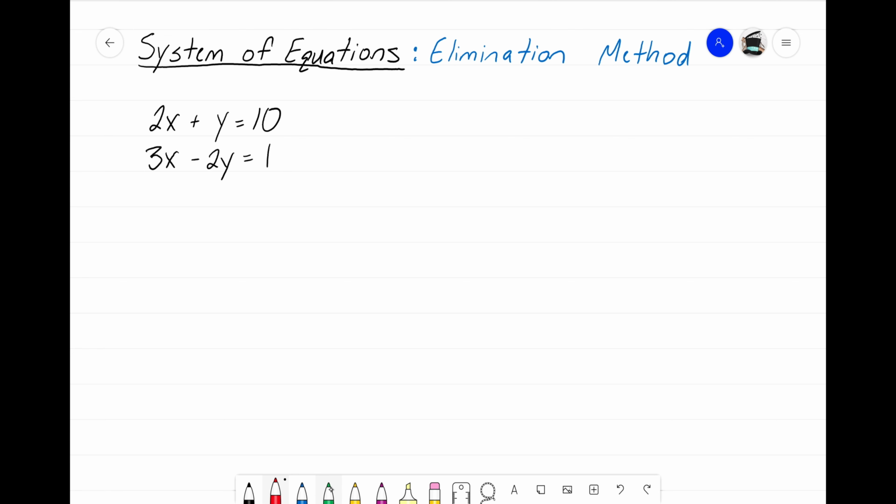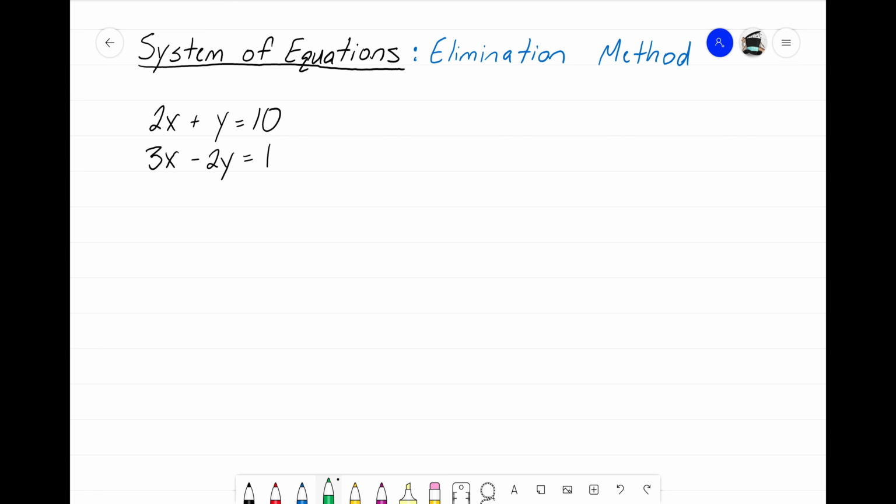So just like with that last video, it would be very nice if I had a 2y up here. If that was a 2y, then when I add those together, those y's would just zero out, and then I would have my simple equation with just one variable. So that's what our goal is here. We want to see, can we change that y so that there's a 2 in front of it? Because if there's a 2, then I can cancel out those y's.